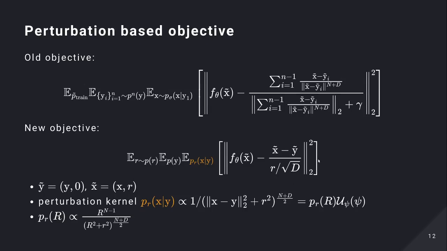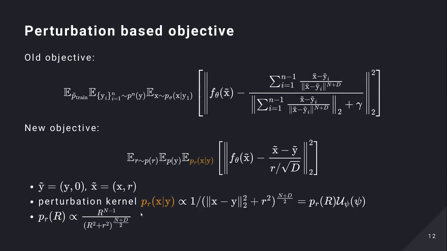Remember that one nice property of the Poisson field was that you could easily rescale it by some scalar function. So here, when we scale by r over the square root of d, that does not change the actual trajectory followed by the ODE, just the time scale at which it does it.